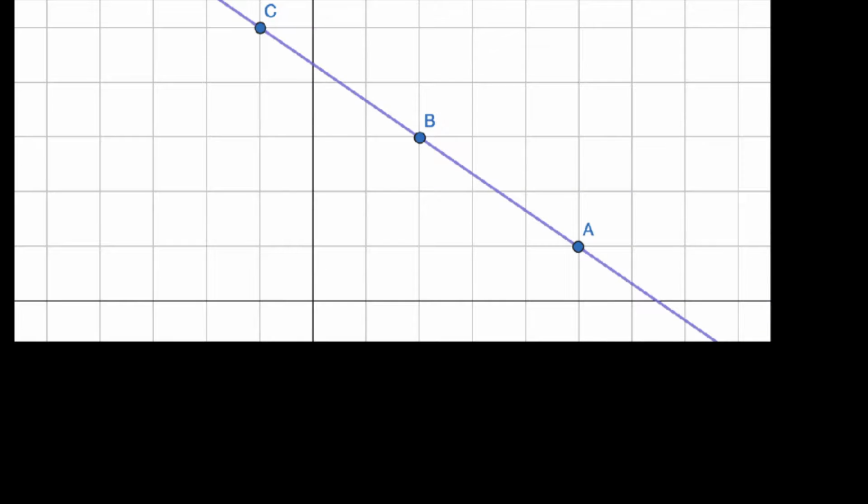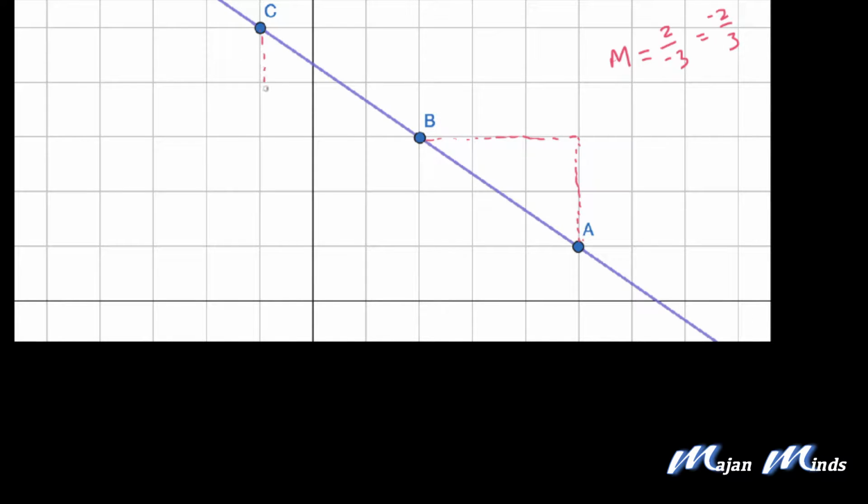So you can see here an example of a linear graph. This particular graph has what we would call a gradient of 2 by negative 3. So we're going to say m is equal to 2 over negative 3. That could also be written as negative 2 over 3 if you wanted to start here and go down 2, right 3. That's often considered rise over run.